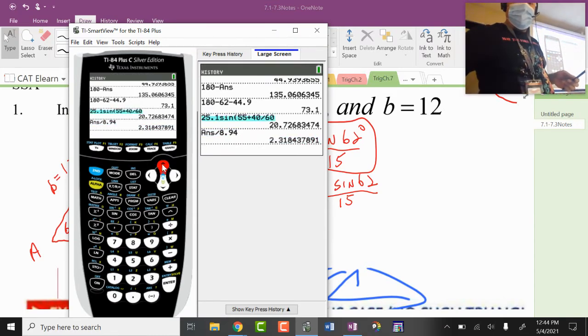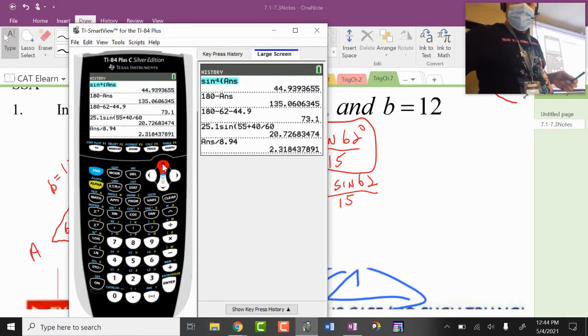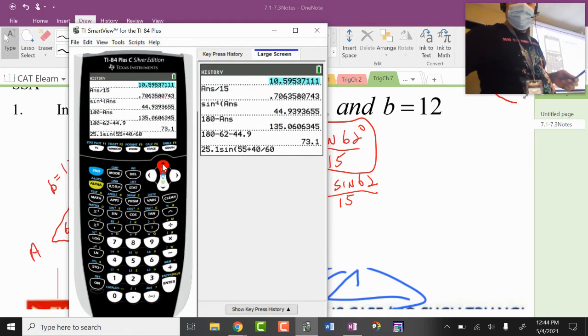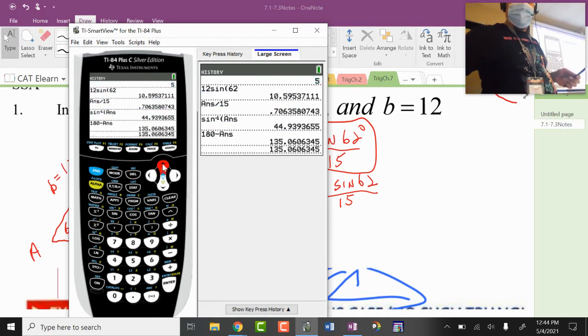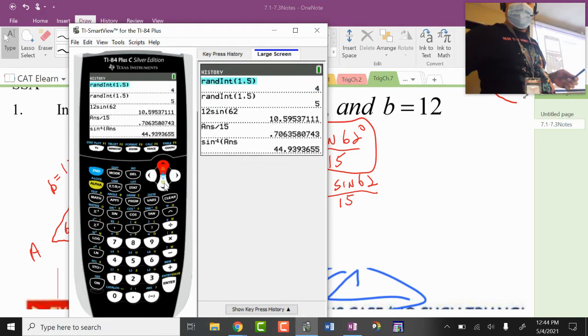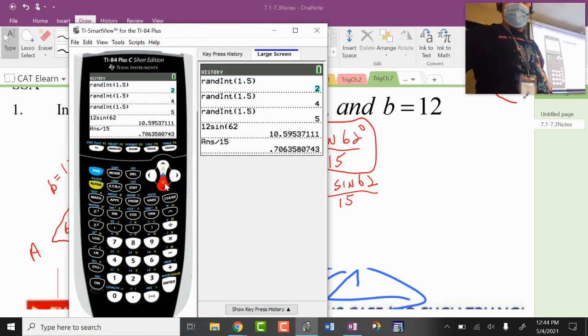Oh, I think I have it. I'm going to cheat and be lazy here. Maybe it's too far away. Oh, there it is. Wasn't it 12 sine 62? Oh, shoot, I went too fast. Now my calculator's all messed up.